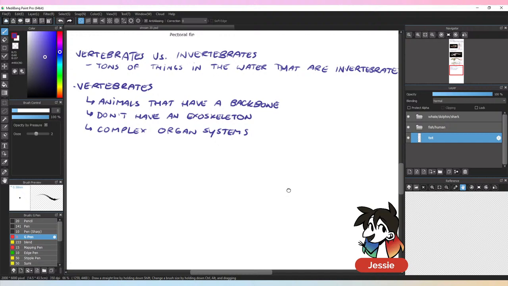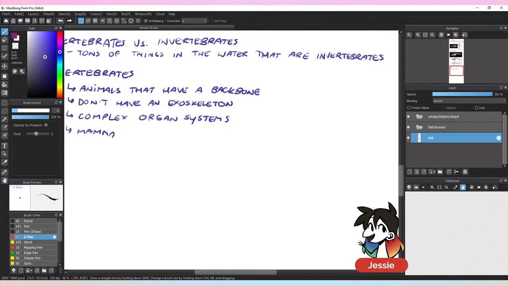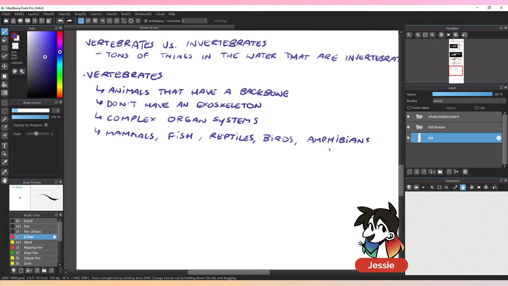So vertebrates are animals that have a backbone, don't have an exoskeleton, and have a complex organ system. These include mammals, fish, reptiles, birds, and amphibians. We're gonna have a reptile stream, but I'm gonna lump in amphibians with them too. So that's the frog stream, I guess. So we got mammals, fish, reptiles, birds, and amphibians, which are all vertebrates.